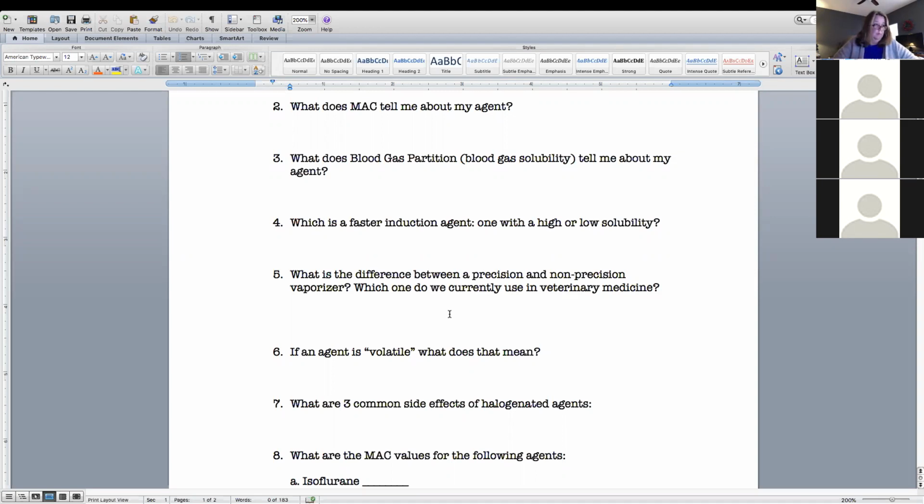The key here is that the current agents that we use are called volatile anesthetics. Isoflurane and sevoflurane are considered volatile, and volatile needs precise control, and it means they have a high vapor pressure. They want to turn to a vapor very quickly, and we have to control the rate of vaporization, because we don't want the patient to get too much. So the vaporizer in circuit, or the non-precision vaporizer, was designed for the older anesthetics we don't use anymore. So it's not appropriate to use that type.